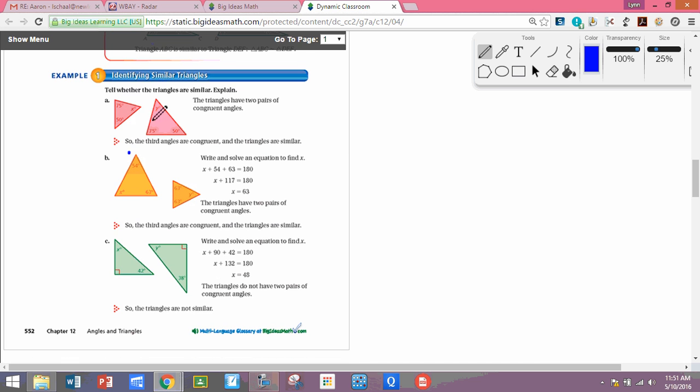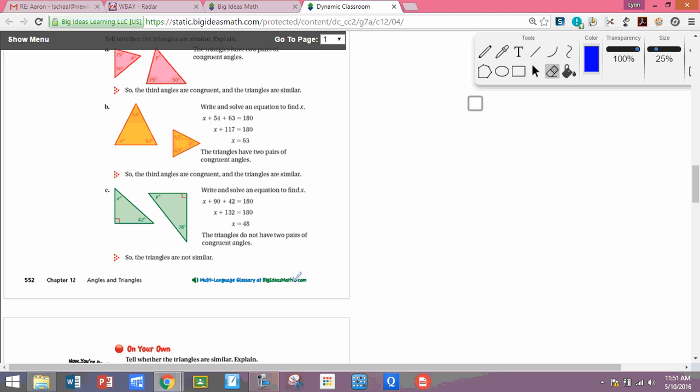So if you look at this first example, they just go through some things. Looking at these two triangles, do you know that they're similar? You do, because this one's 50 and this one's 75. This one's 50 and this one's 75. So X and Y have to be the same measure. So they are similar, okay?